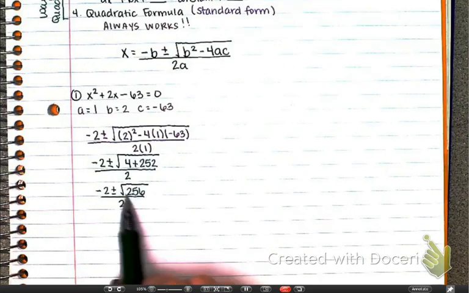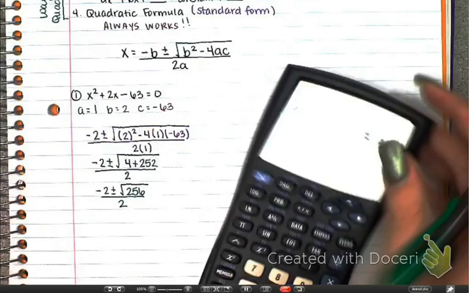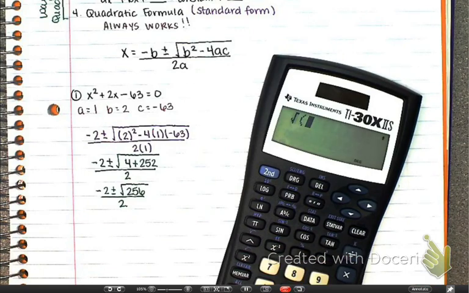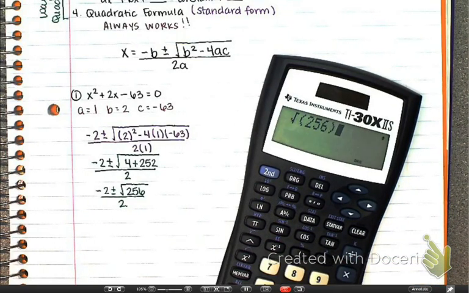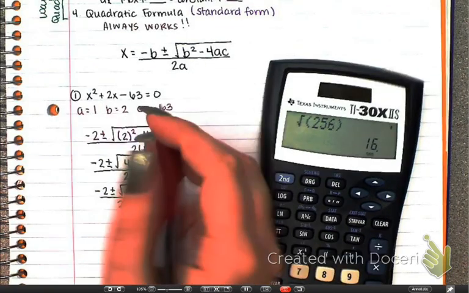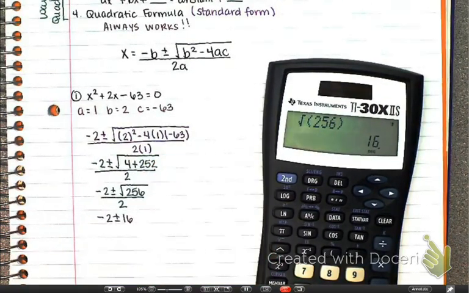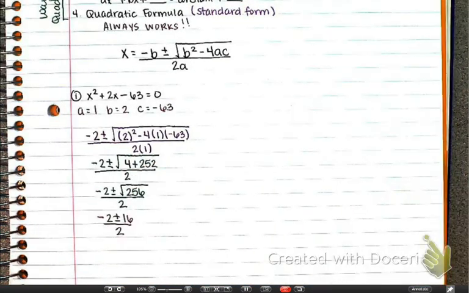Now, remember, when we're simplifying radicals, the first thing we should check for is if 256 is a perfect square. So for those of you that have this calculator, just a reminder, it's second, square root of 256. Okay, 256 is a perfect square. So if it's a perfect square, I can get rid of the radical. So negative 2 plus or minus 16 over 2.